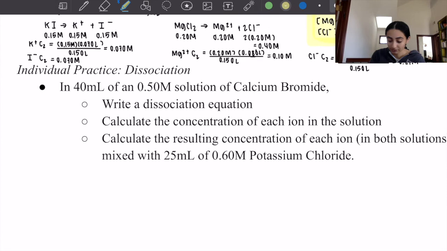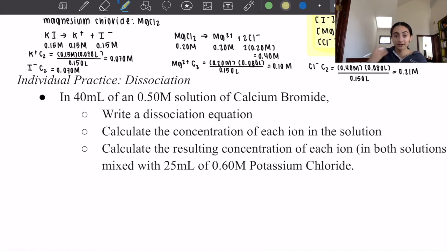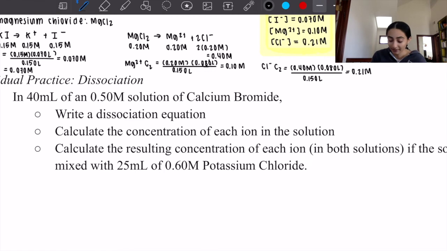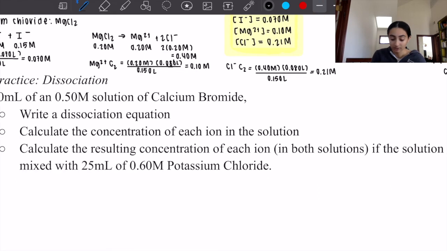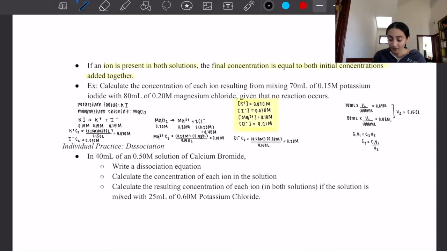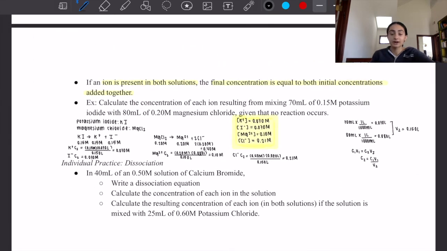So we are now going to do an individual practice problem, where I'm going to give you a second to do the problem on your own, and then I will go over the answer. In 40 milliliters of a 0.50 molarity solution of calcium bromide, you're going to write a dissociation equation, calculate the concentration of each ion in the solution, and calculate the resulting concentration of each ion if this solution is mixed with 25 milliliters of 0.60 molarity potassium chloride. So give that problem a try on your own, and then I will go over the answer.